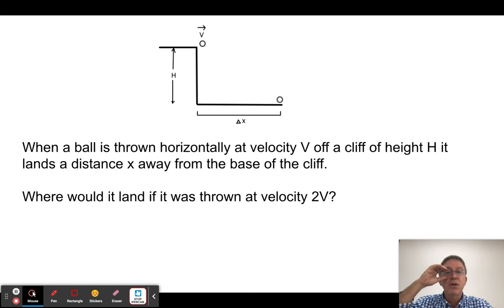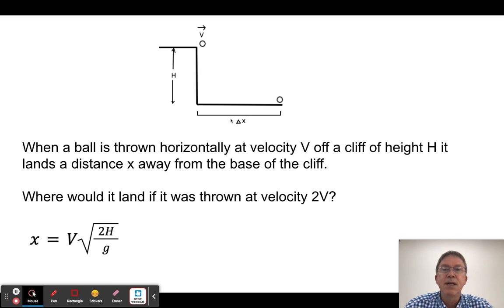Let's try this one. A ball is thrown horizontally at velocity v off a cliff of height h, and it lands distance x away from the base of the cliff. Where would the ball land if it was thrown at velocity 2v? All right, well, let's take that same equation we just established, that this position here is going to equal v horizontal times t, and t we found is equal to the square root of 2h over g.